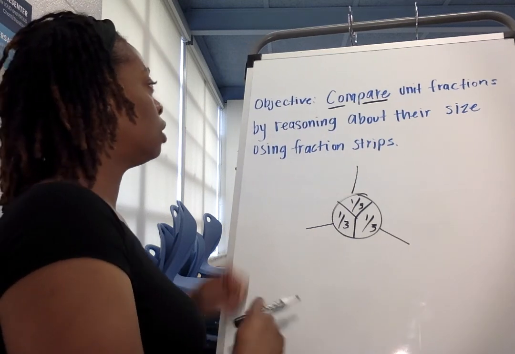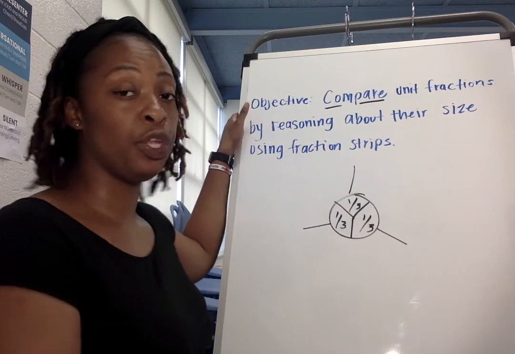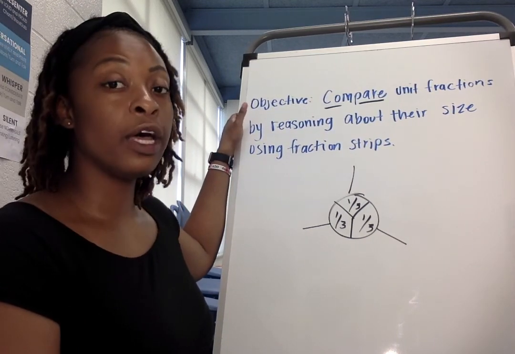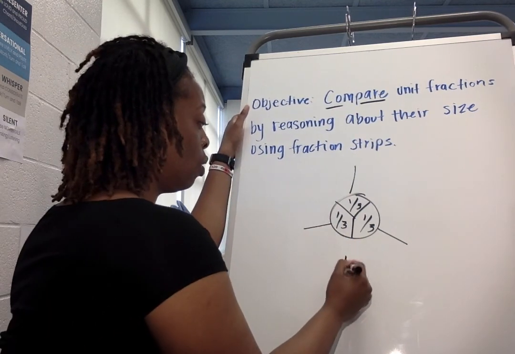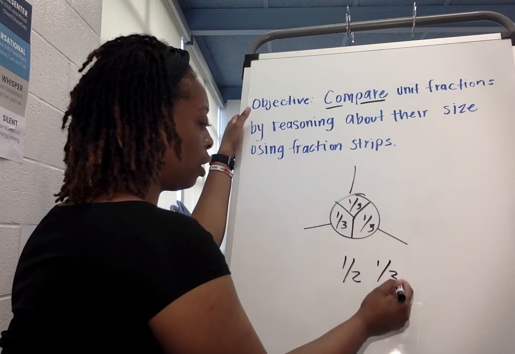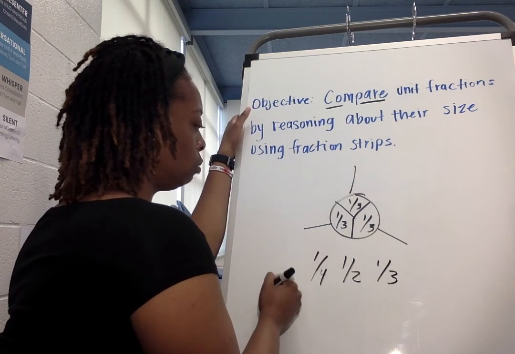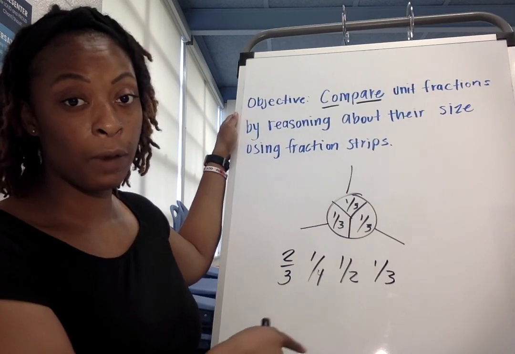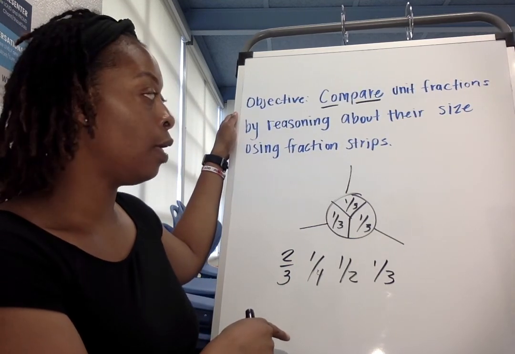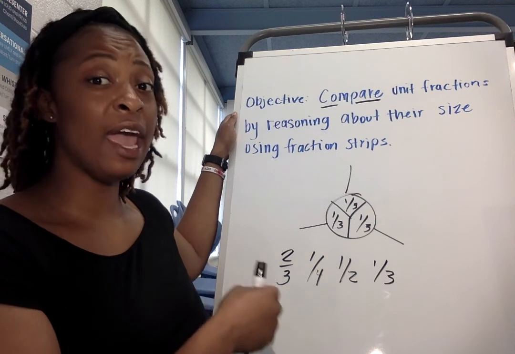So it says compare unit fractions. We know what unit fractions are. Unit fractions are like 1/2, 1/3, 1/4, 2/3. Okay, those are unit fractions. We have been working with those over the past couple of weeks. Now it's saying compare unit fractions.